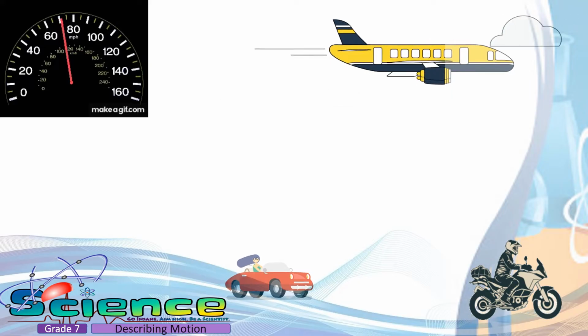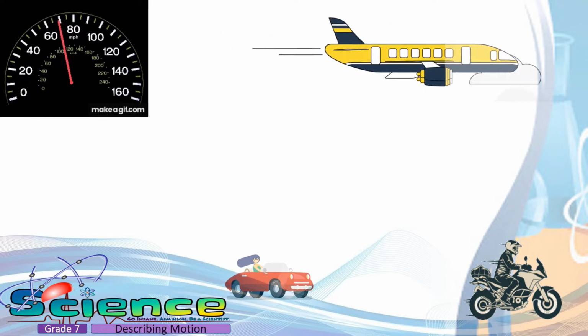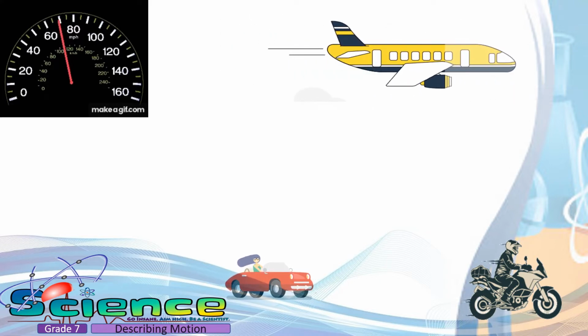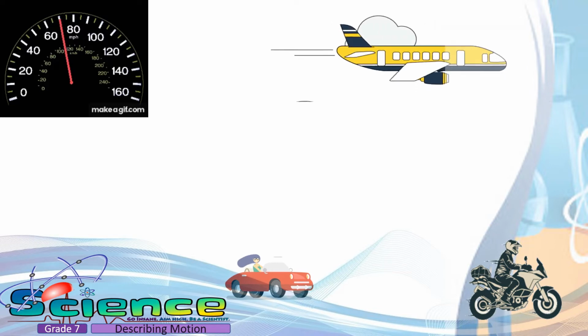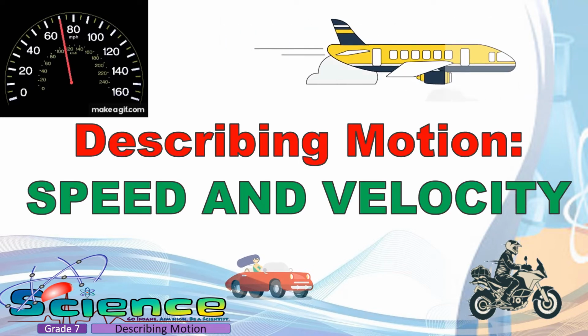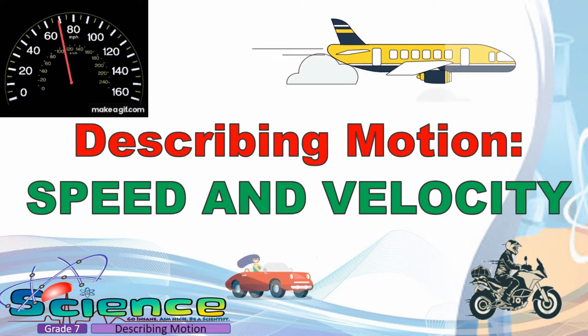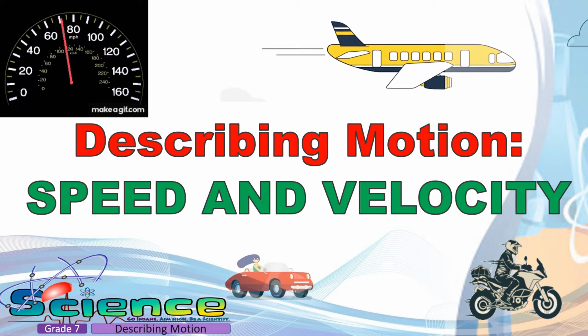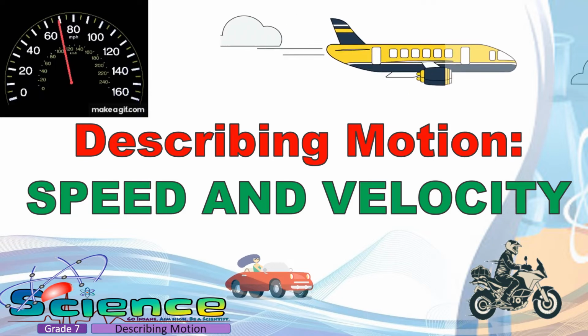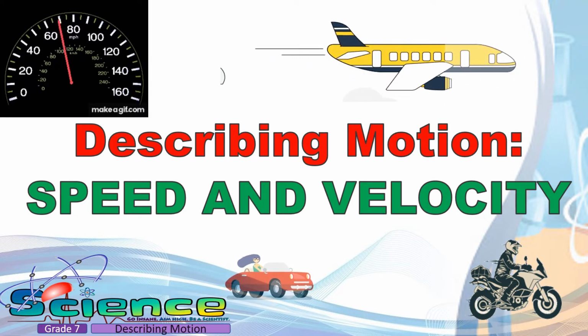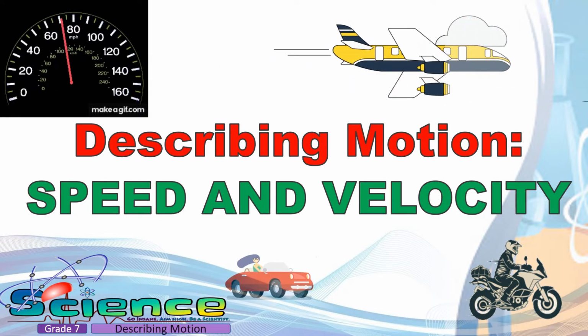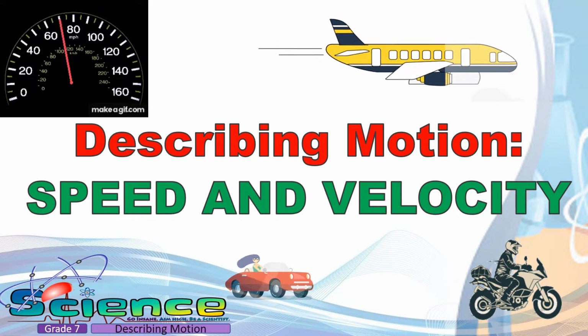In our last video, we were able to define motion and describe it using the concept of distance and displacement. In this video, we are going to describe motion using the concept of speed and velocity. Have you ever wondered why different objects travel the same distance, but they take different amounts of time? This is because some objects are traveling faster or slower than others.